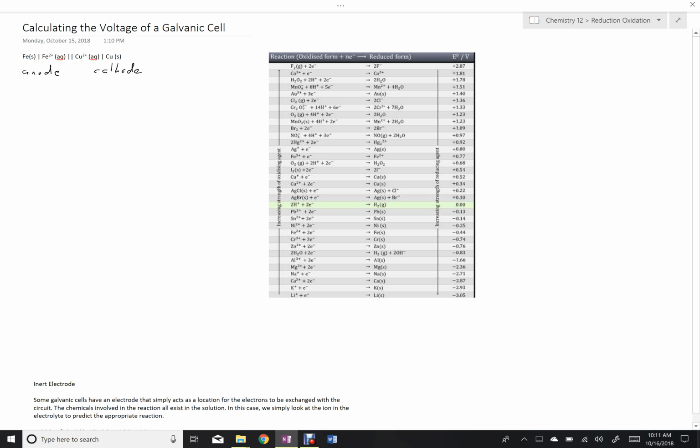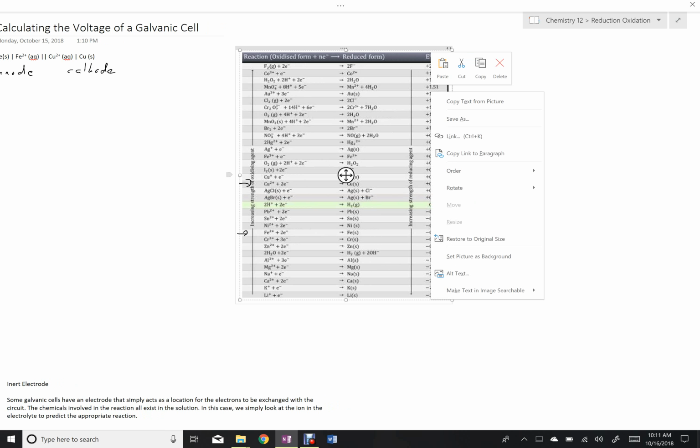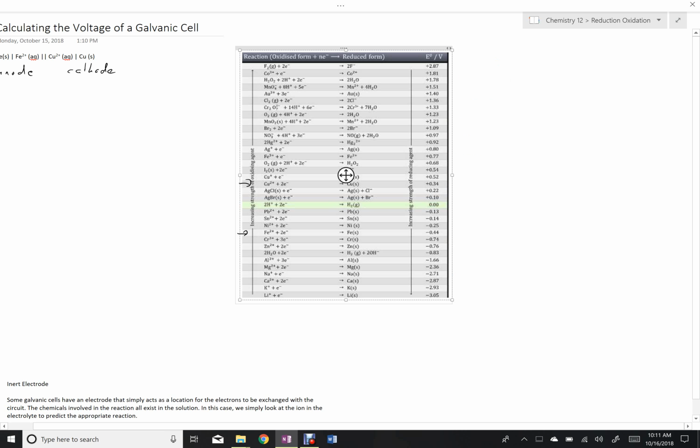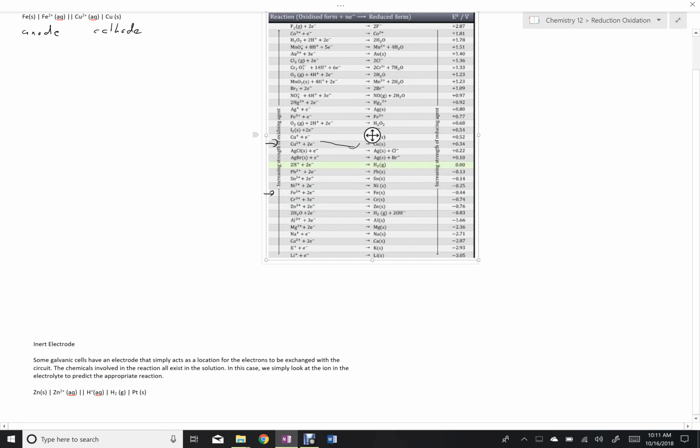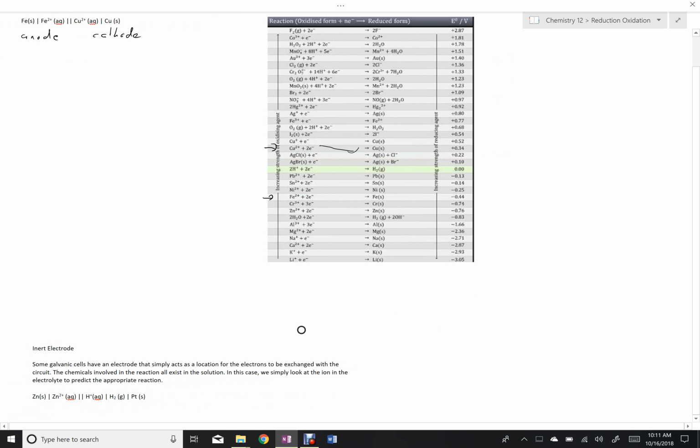And we're going to see here. So we're looking for iron 2 plus specifically, so we're looking here, and copper 2 plus specifically, so we're looking here. So we're comparing this reduction right here to this oxidation.